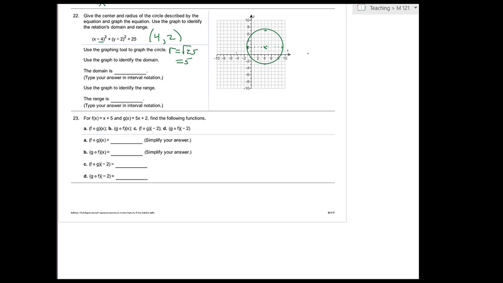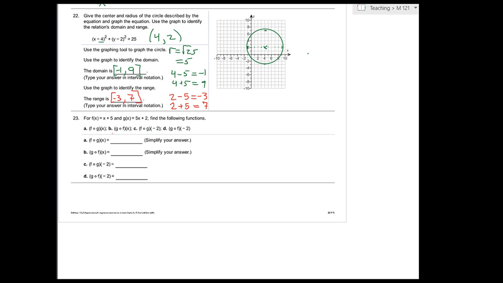So what's the domain? The domain's going to go from 4 minus the radius, negative 1, to 4 plus the radius, 9. So the domain is negative 1 to 9. And what about the range? The range is going to go from 2 minus the radius, negative 3, to 2 plus the radius, 7. So the range is negative 3 to 7. All right.